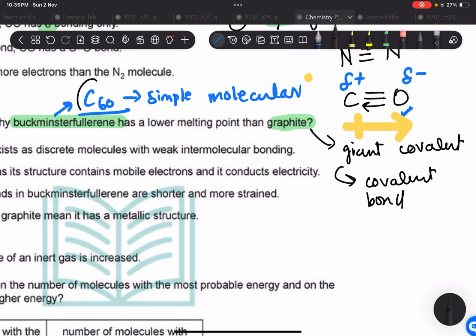But when you have to melt Buckminsterfullerene, what do you have to break? You have to break the weak intermolecular forces, and since they're weak intermolecular forces, it's easy to break them. But over here you have to break the strong covalent bonds.